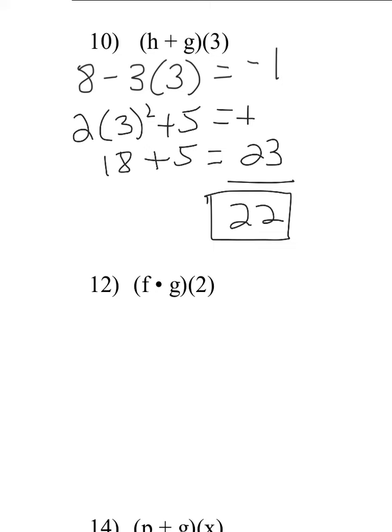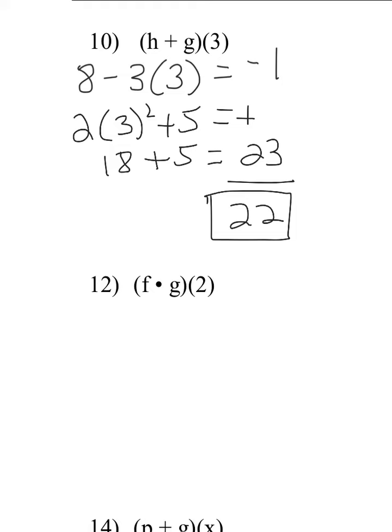So this says f times g. Same thing here. You can plug the 2 in first and then multiply the numbers together, or you can plug the number into each function and then multiply that together. So let's try both ways. Okay, so here's the first way.